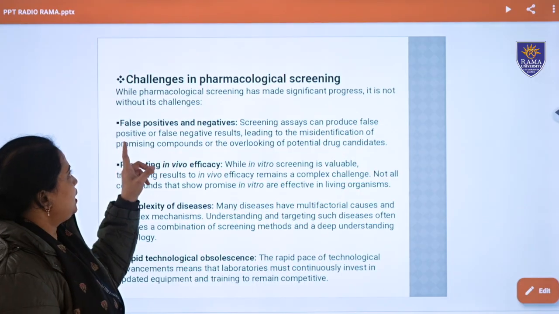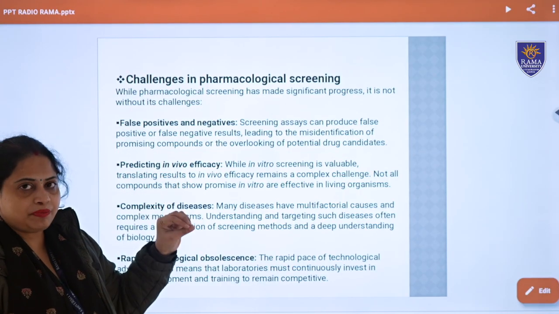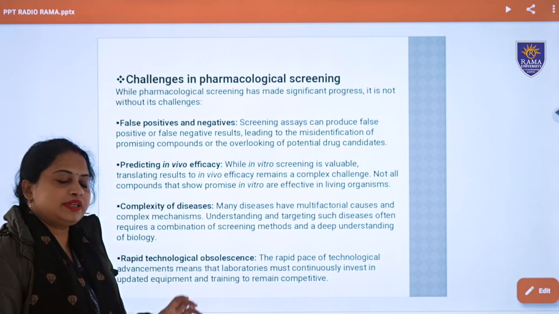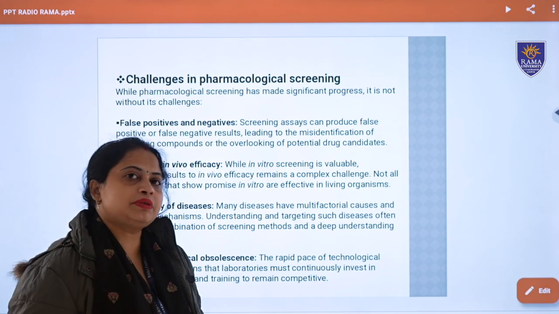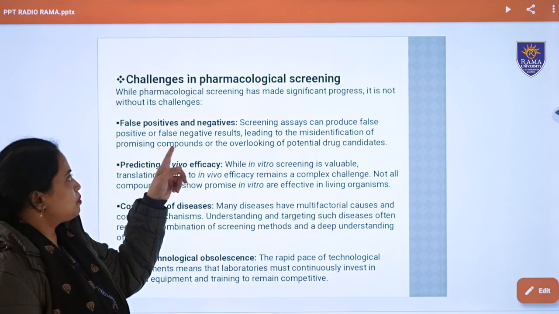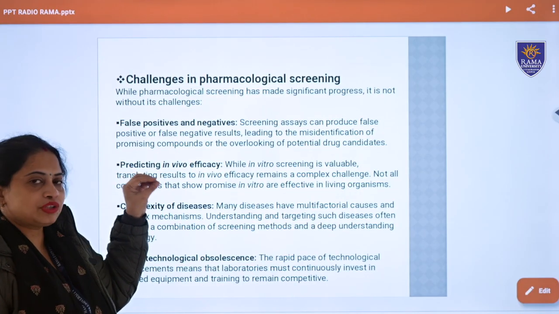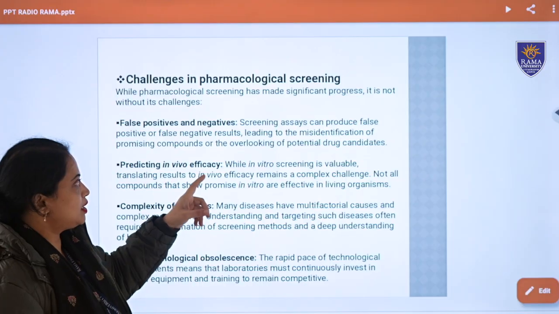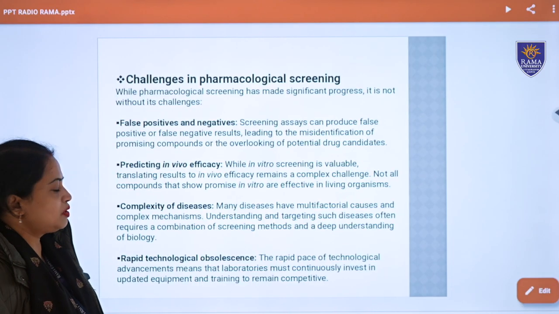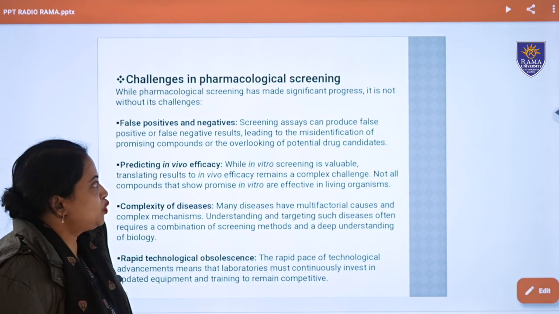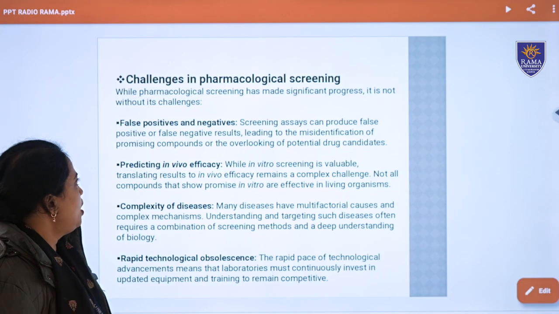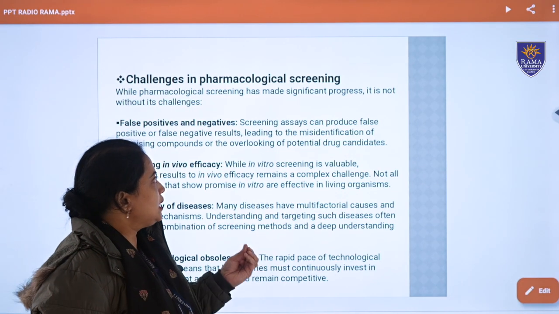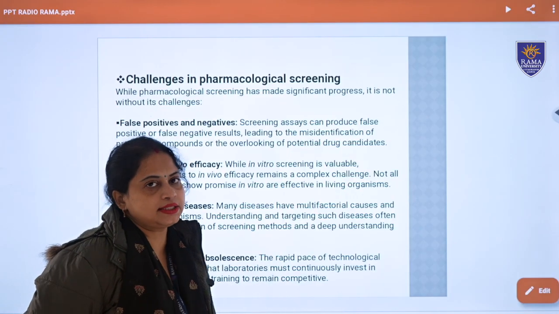For example, while pharmacological screening has made significant progress, it is not without its challenges. It has some good effects, and also some limitations, like false positive and negative results. Through these preclinical testing models, we can get some false results. A screening assay can produce a false positive or false negative result, leading to misidentification of a promising or newly developed compound, or the overlooking of potential drug candidates.